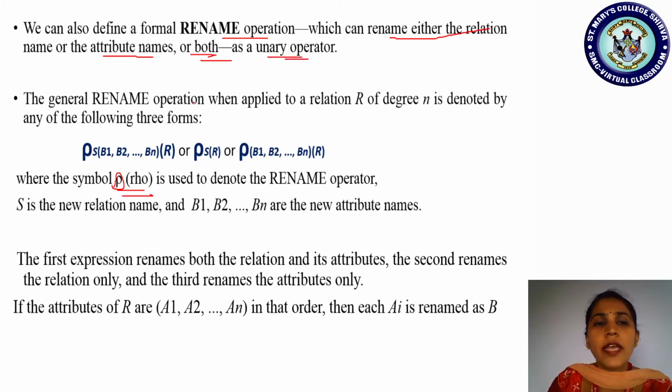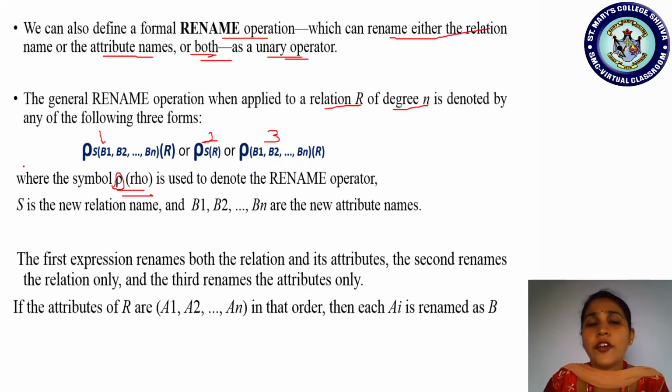So the general rename operation when applied to a relation R of degree n. So relation R means what? Table name R or entity R of degree n. Degree n means the number of attributes that are present in the relation R, and it is denoted by any of the following three forms. So just observe the syntax here, students. So this is the first syntax, this is the second syntax, and the third syntax. All three are various ways of renaming the relation or the attributes.